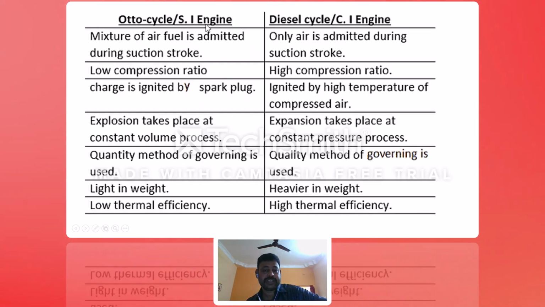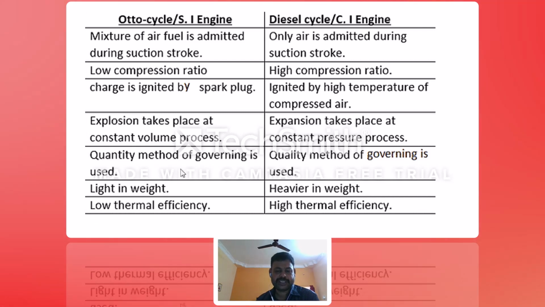Now the difference between the Otto cycle, ideally called the SI engine, and the CI engine. Here they use a mixture of air and fuel during the suction stroke. Here only air is allowed. Here there is a low compression ratio; here a high compression ratio because the vehicle is heavy. The charge is ignited by a spark plug here; here it is ignited by the high temperature of the compressed air. The explosion takes place at constant volume here; here it takes place at constant pressure.